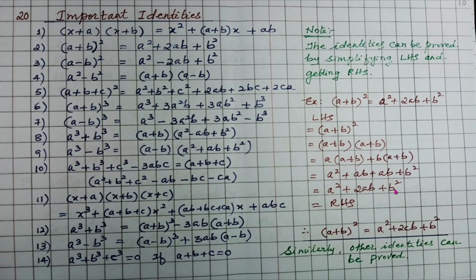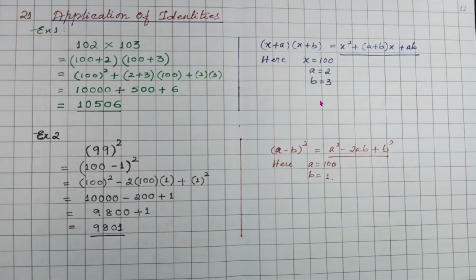It is a square plus 2ab plus b square, and that is equal to RHS. So therefore the identity (a plus b) square is equal to a square plus 2ab plus b square is proved. So this is how we can prove the identities. All these identities can be proved. Remember that. Now coming to the next important point, that is application of identities.